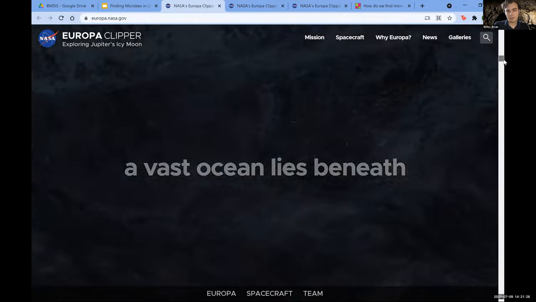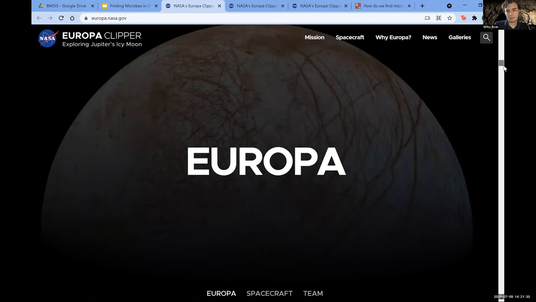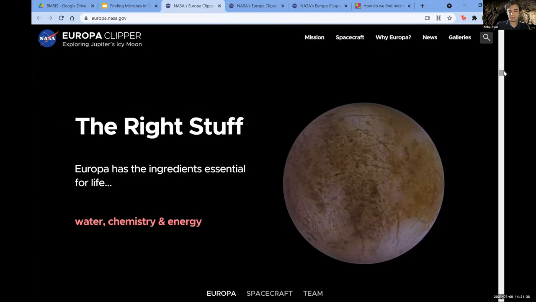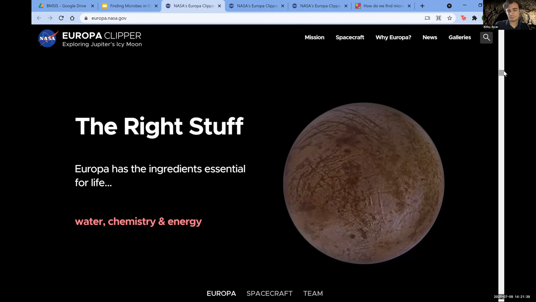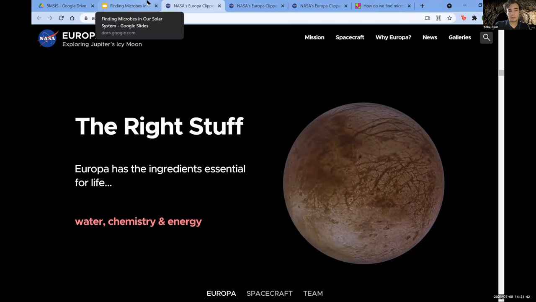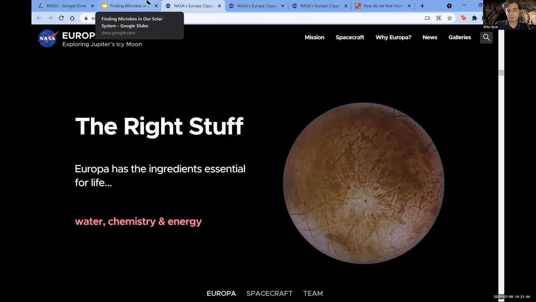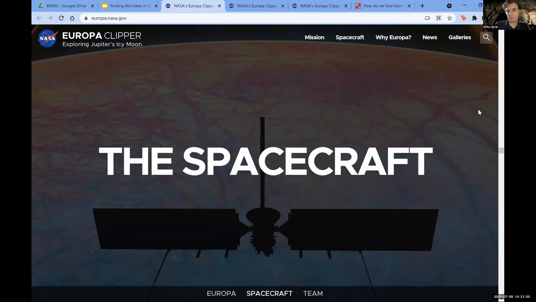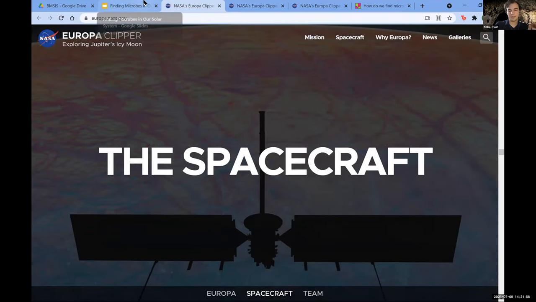It's got a vast ocean. It's got an icy shell, and in a little bit here you'll see. It has some of the right ingredients for life, like I mentioned, water, chemistry, and energy. And so this is a really hot topic in astronomy, or astrobiology specifically. On this website, you can even check out the spacecraft that they're planning. I won't spend too much more time here, but I will post that in the chat because I really encourage everyone to look through this webpage to learn about why we're looking on Europa and what we plan to send there, because it's really exciting.